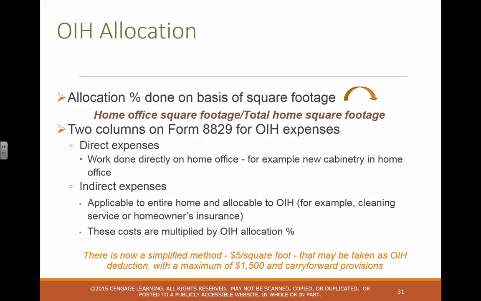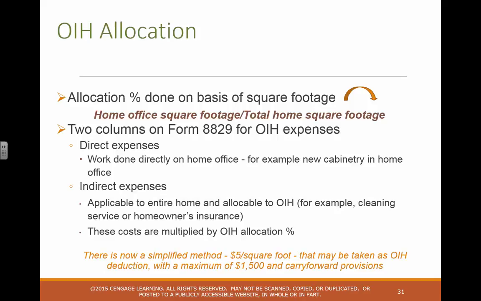There's two columns on your 8829. Find them. One is a direct column and one is an indirect column. Part 2, figure your allowable deduction. Part 1, you do the percentage. And there's some special stuff for daycares, but we're not going to be doing that. Direct and indirect.